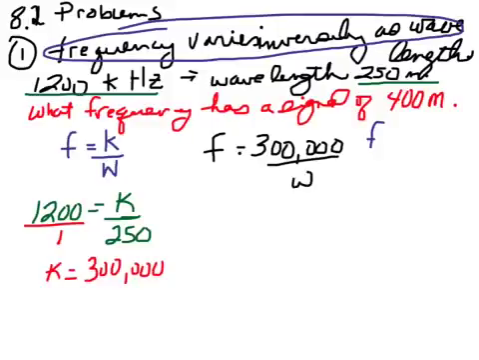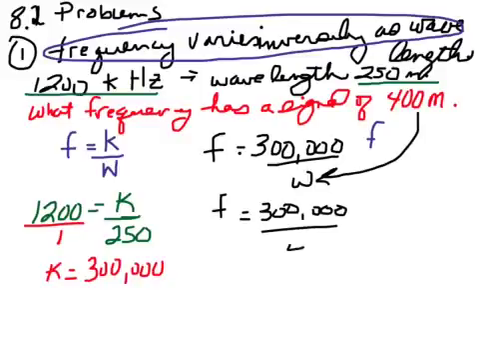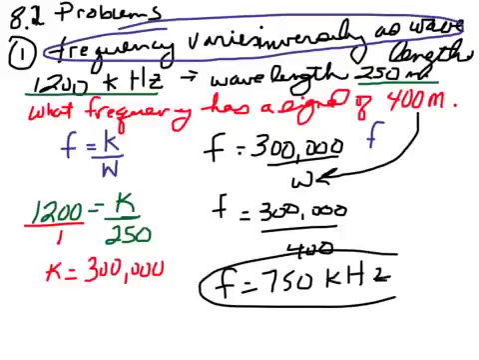So now if I want to find a frequency with the signal of 400 meters, all I've got to do is plug this 400 in for the wavelength here. So that's going to be F equals 300,000 divided by 400, and so the frequency would be 750, and that's measured in kilohertz. Okay, so again, this is not any different than the problems above.